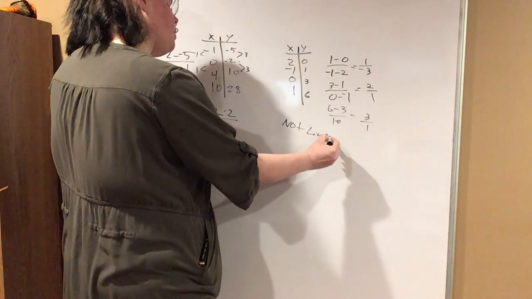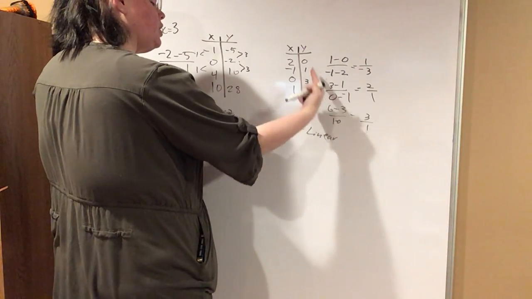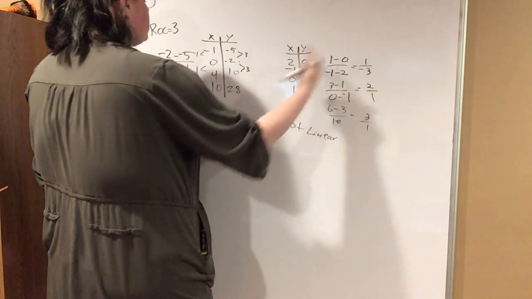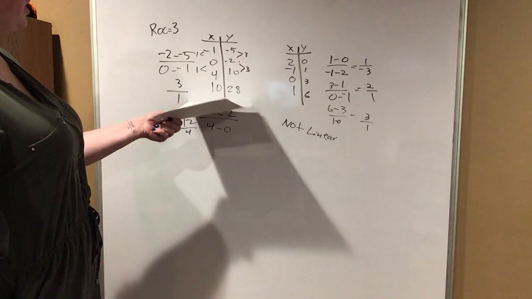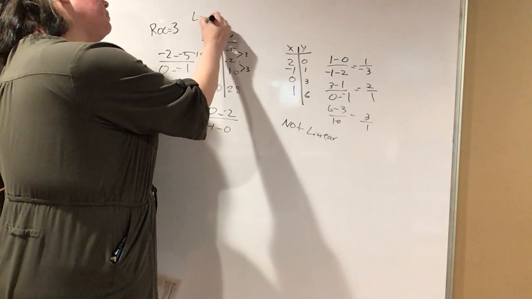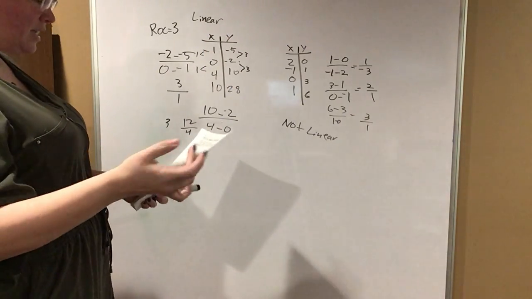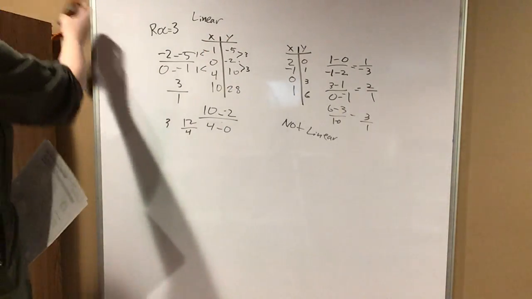This one has no constant rate of change, so this is not linear. Because each time I would do the difference, the change in y over the change in x, the slope changed. Each time I do the change in y over change in x here, the slope didn't change, so this is actually linear. It's a line. If you were to graph this, you get a line. That's the basis of linear and nonlinear.